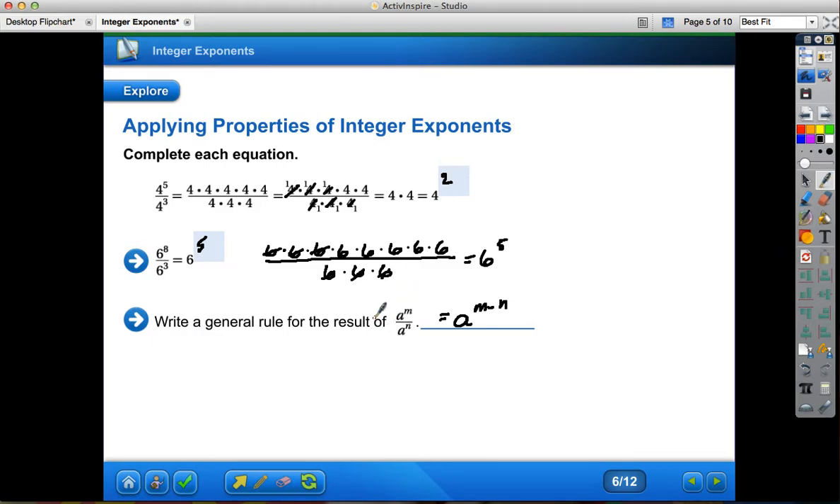Right, so anytime that you are dividing numbers with exponents, they have to be the same number. Okay, so this has to be a 6 and a 6. It can't be a 5 and a 4. Okay, so the same bases with exponents, you can take those exponents and subtract them to get your new exponent.